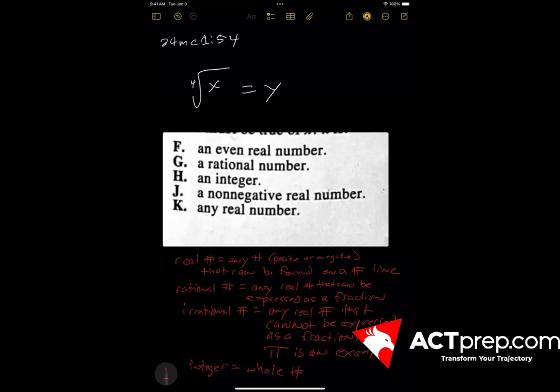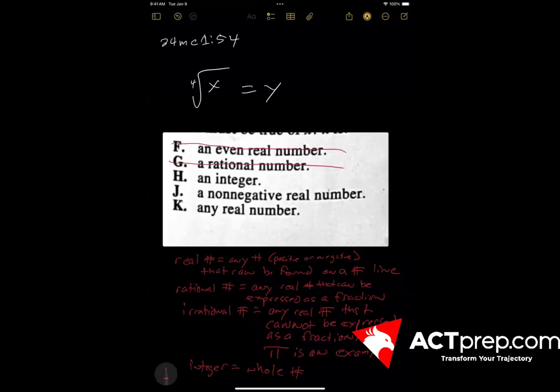An even real number. So it could be an odd real number under as x, and it would still come out to be a real number. So that is not our answer. A rational number. It doesn't have to be a rational number. It could be irrational. You could have pi under there. The cube root of pi is still going to be a real number, or the fourth root of pi, rather.